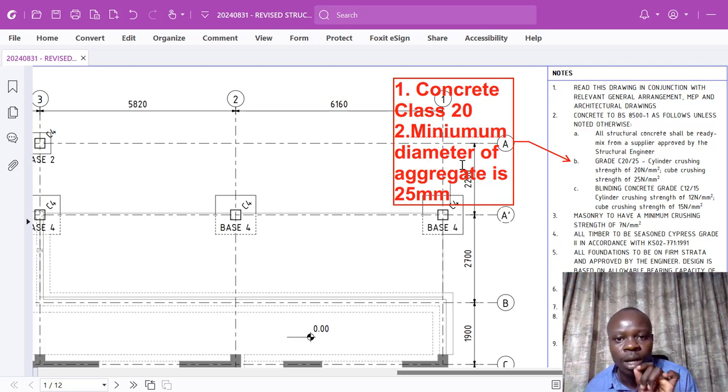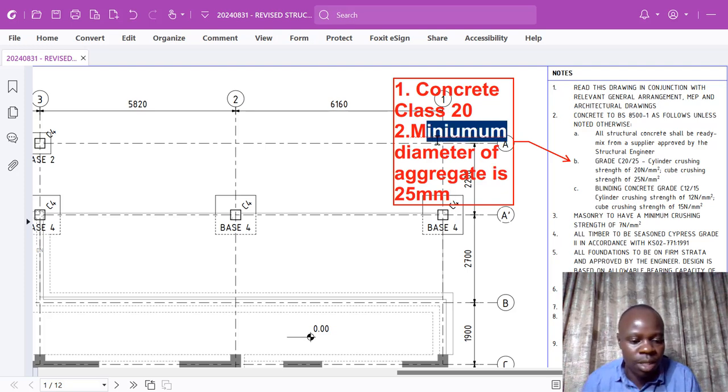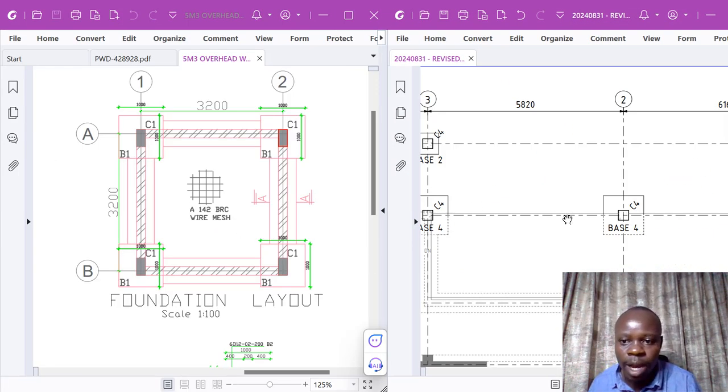Worth noting, C20 is class 20, then stroke 25 means the maximum diameter of the aggregate, sorry, this should be maximum. The maximum diameter of the aggregate is 25 millimeters. Once that is noted, we'll get back to our plan. Of course, we've understood the interpretation.